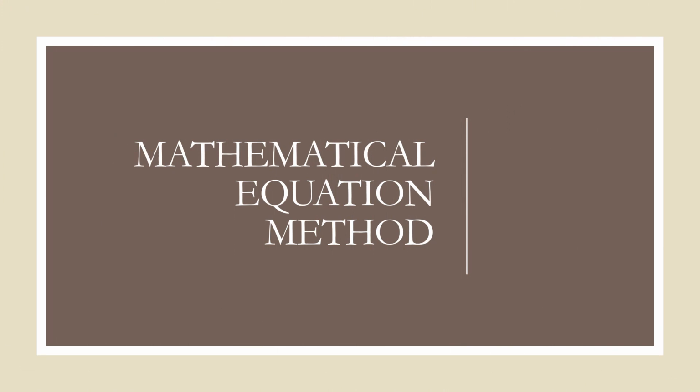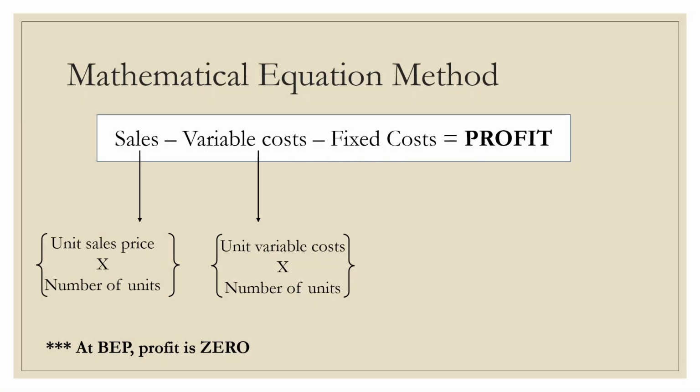Then we'll look into the first method, the mathematical equations method. The equation says sales minus variable cost minus fixed cost equals profit, where sales is the unit sales price times the number of units, and the variable cost is the unit variable cost times the number of units. So at the break-even point, profit is zero.